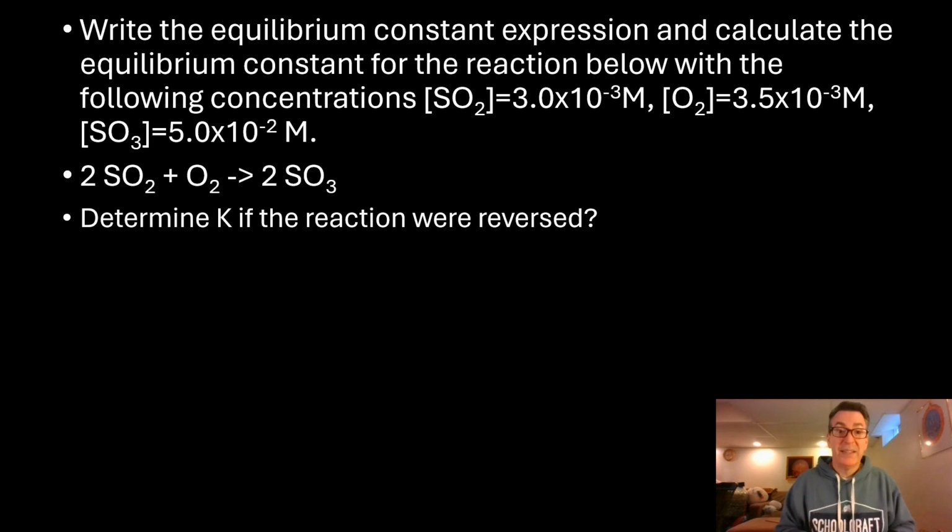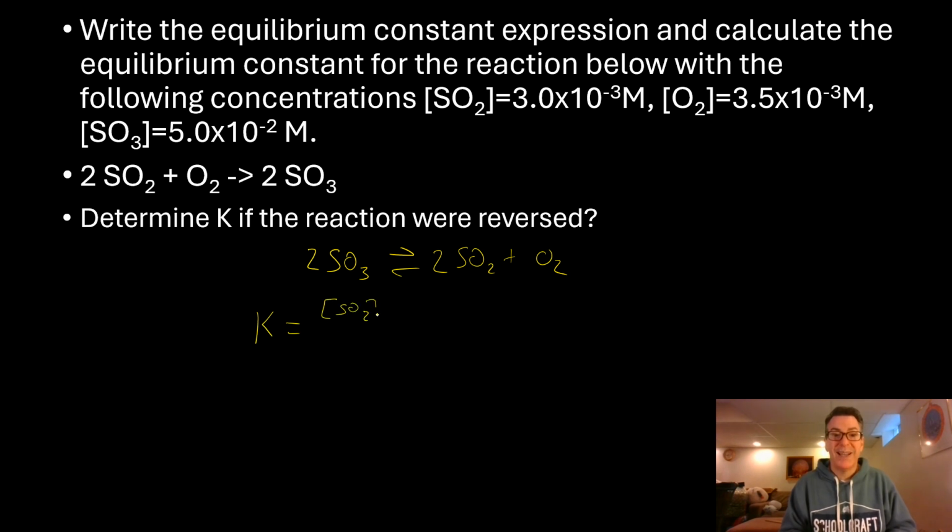And so then the next one's related to that same one. It says determine K if the reaction were reversed. So in other words, if we had 2SO3 as the reactant and then the 2SO2 and the O2 as the products. And so there, essentially it just flips the equilibrium constant expression top to bottom. We'll have the SO2 and the O2 in the numerator, and then the SO3 squared in the denominator. And since we just figured that out in the previous problem, you don't even need to really write it out.